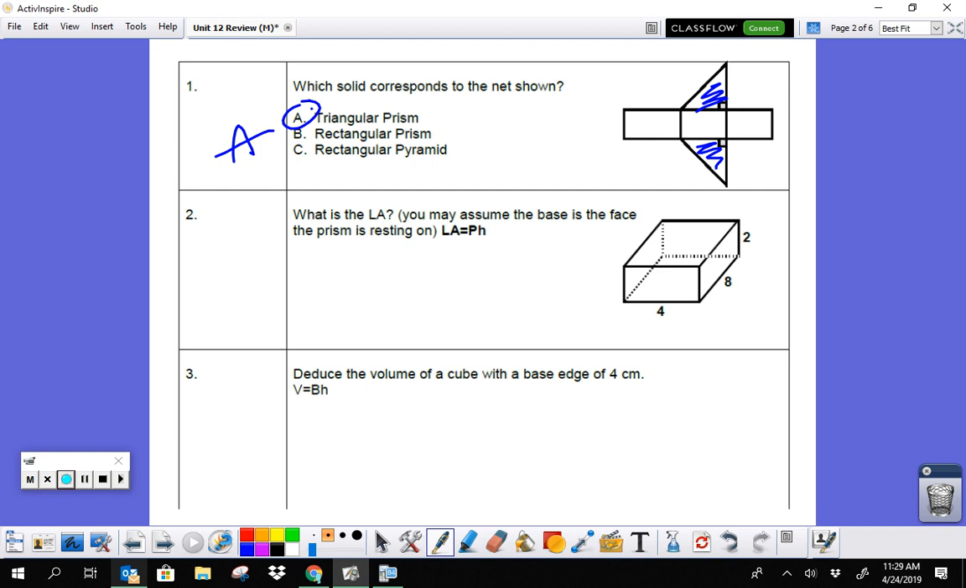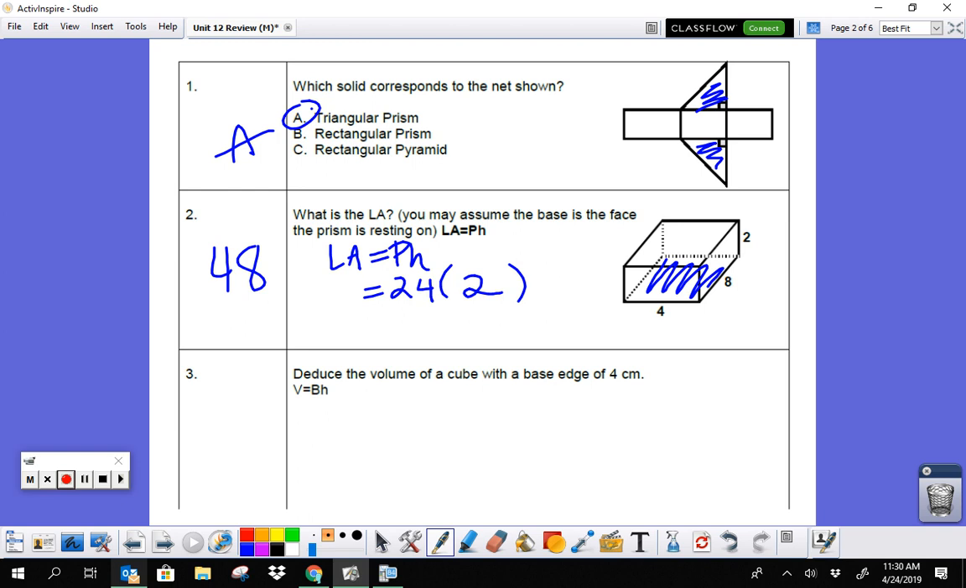Number two, what is the lateral area of this prism? And we're just going to assume here it says that it's sitting on its base. And so the lateral area, always write the formula down first, is pH. Okay, so the perimeter here is going to be 4 plus 8 plus 4 plus 8. So that's 12 plus 12 is 24. And then make sure you get the right height here. Your height is going to be what's connecting your two bases, and that's going to be 2. And 24 times 2 is 48.